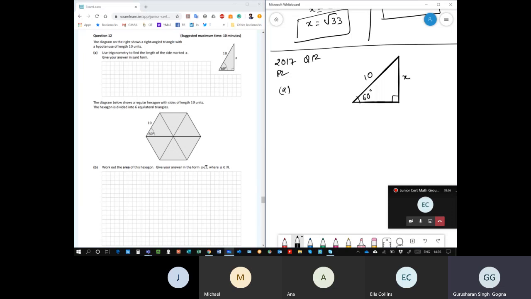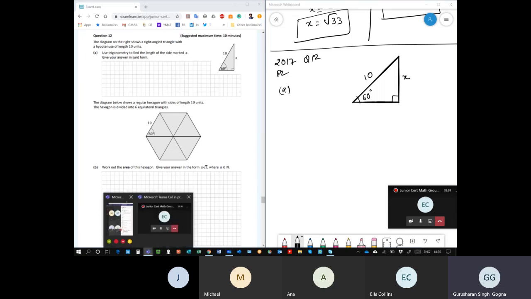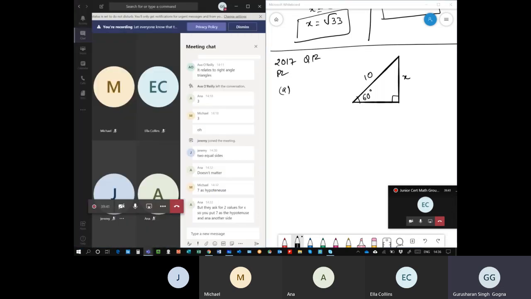So how will you find out X in this case? Can anybody guess? How will you find out the X value?